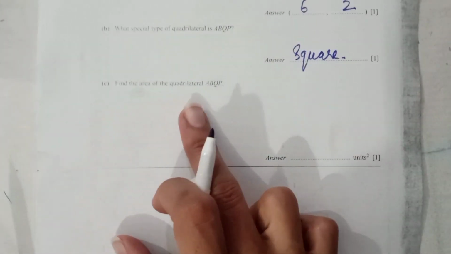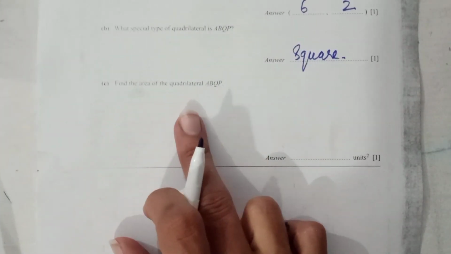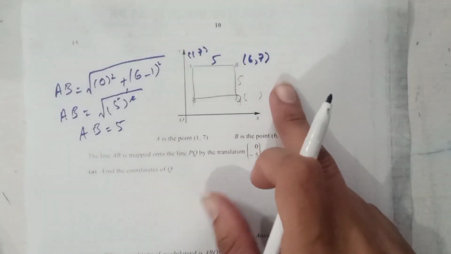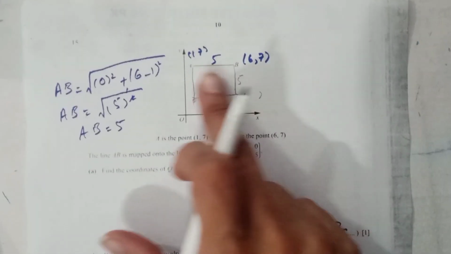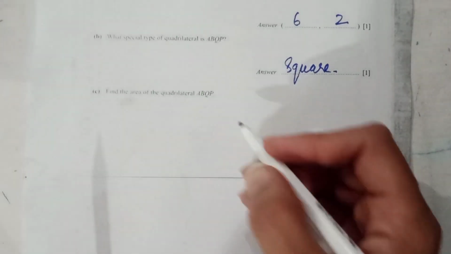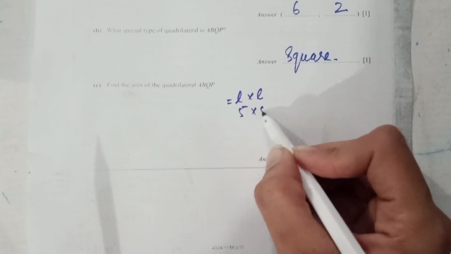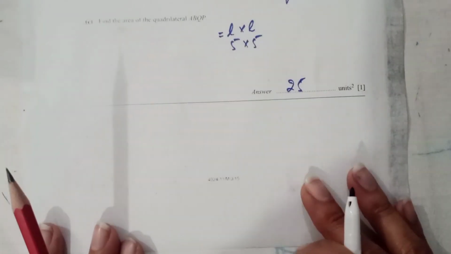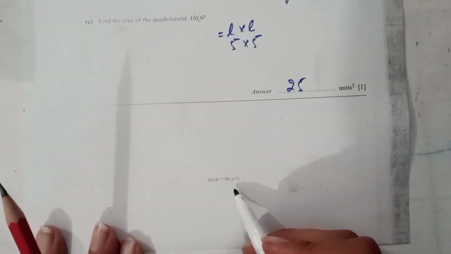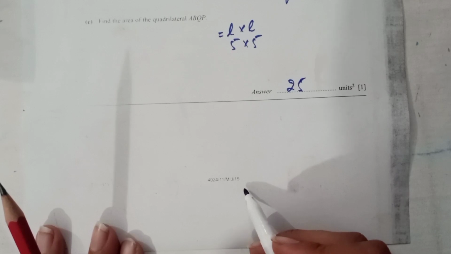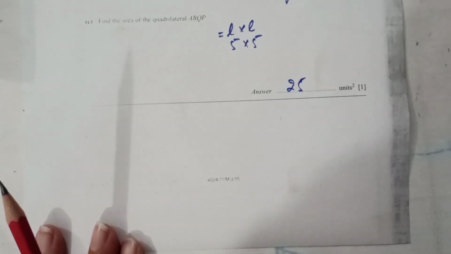Now students, find the area of the quadrilateral ABQP. We have to find the area of this square. You know that the formula of the square is length into length, 5 multiplied by 5, and we get 25 unit square. Now students, this question is also solved, and this is a question from May June 2025 variant 11.